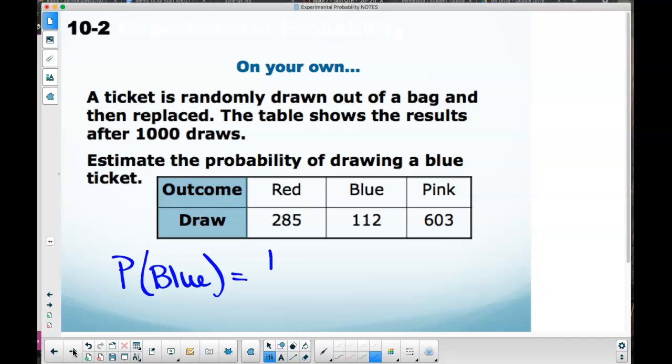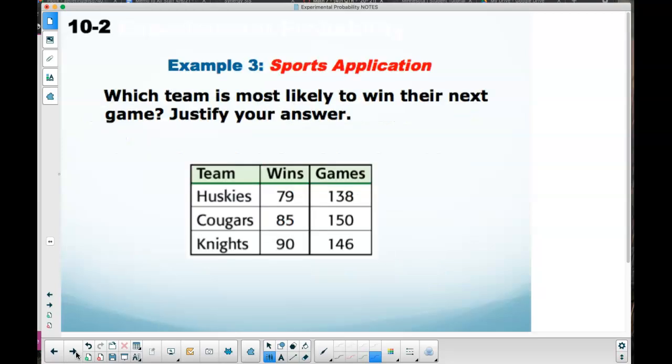And there's 112 blues out of 1,000. What percent is that? 11.2%. Questions there? Okay, last one on our notes. Which team is most likely to win their next game?